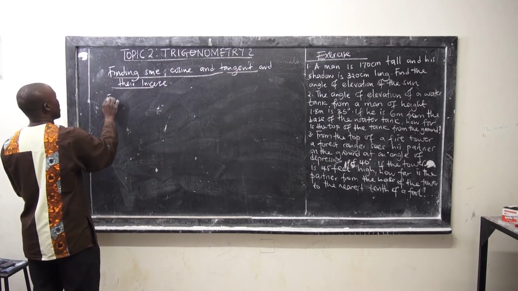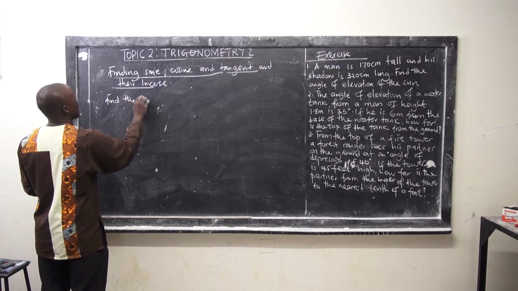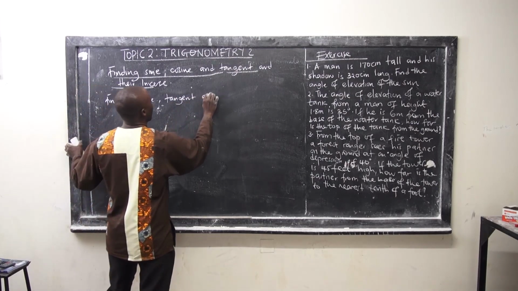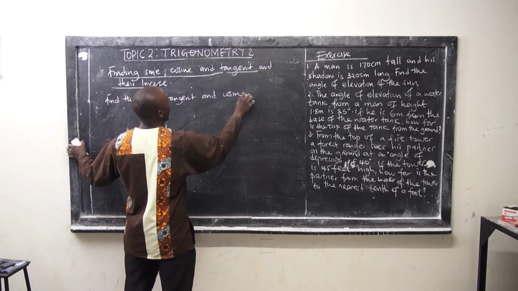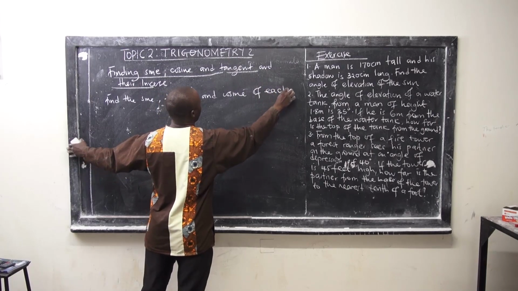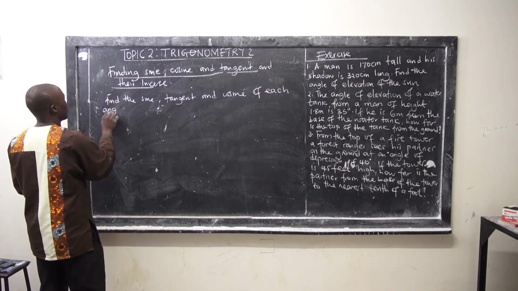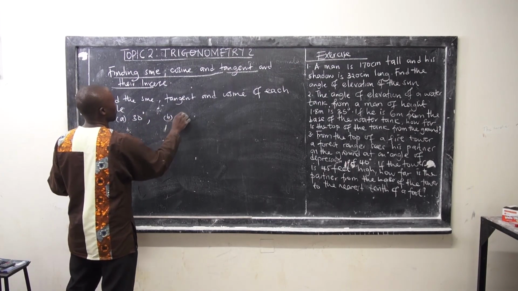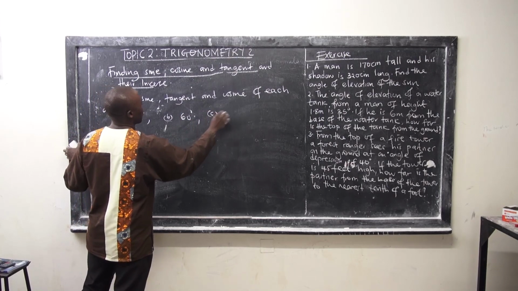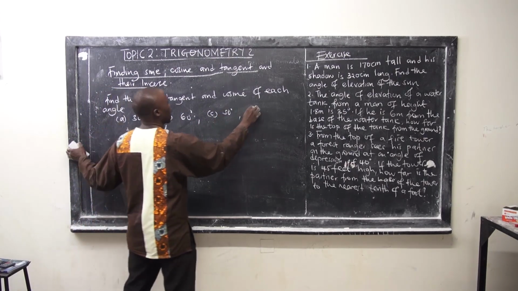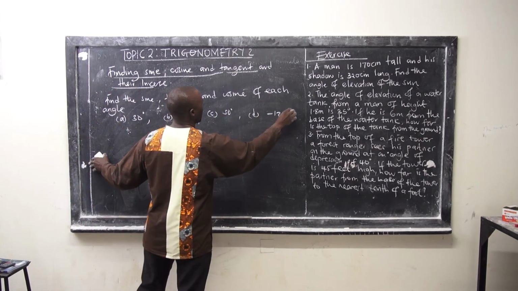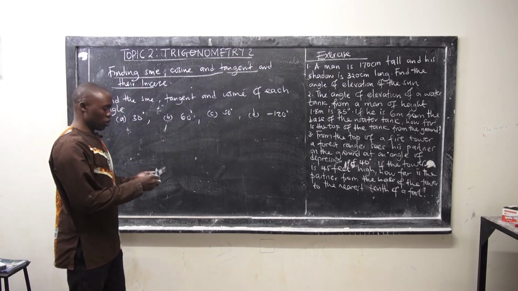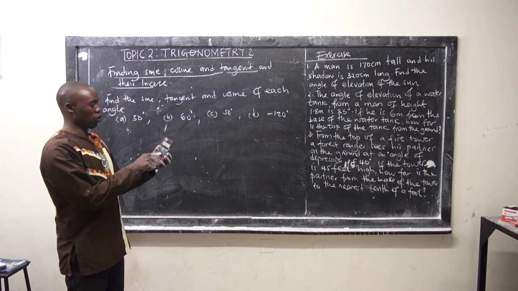So we can say find the sine, the tangent, and cosine of each angle. So you can have A 30 degrees, B 60, C 50 degrees, D negative 120 degrees. So let's find now on our calculator, we just look for the function called sine.